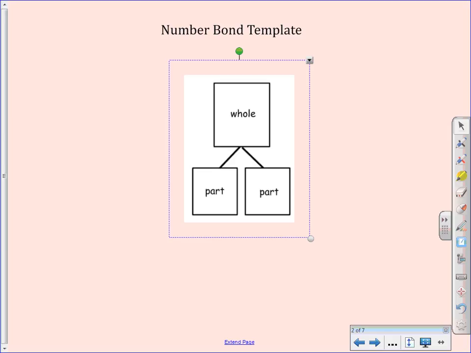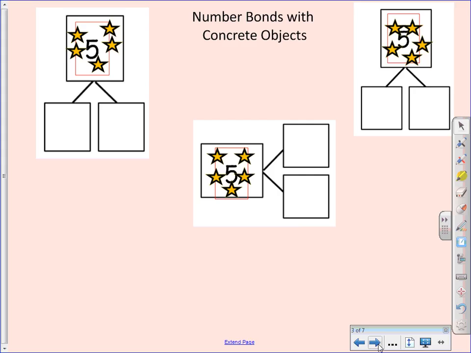When number bonds are first introduced in kindergarten, students should have concrete objects to use. Let's look at an example. Here I have the number bond for 5. You will notice that in each of the boxes with the number, I have placed my concrete objects. So let's look at some different ways to decompose 5.